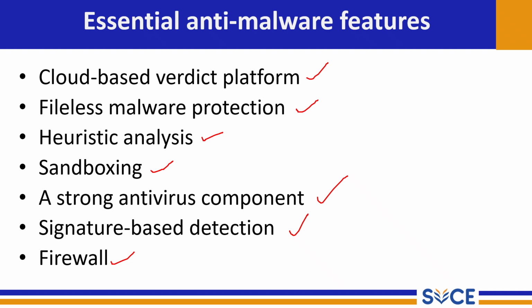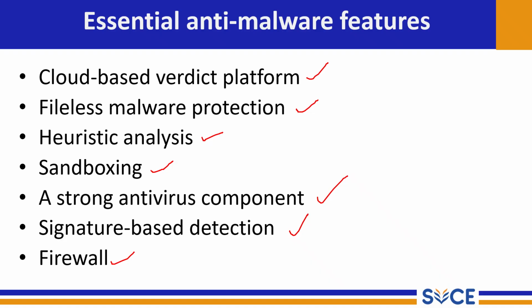So apart from that, we have some other anti-malware features. The first one is real-time protection. This feature continuously monitors the system for suspicious activity, blocking the malware as it attempts to infiltrate the system. Next, malware scanning. Anti-malware software scans the files, programs, and system memory for known malware signatures and suspicious behavior, both on demand or on a schedule.